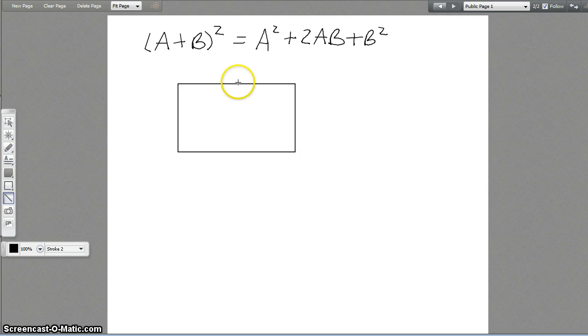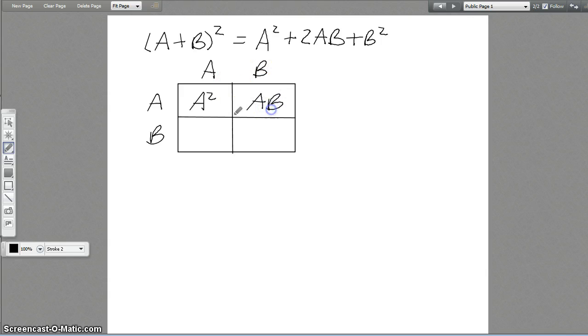Now we can do this in our grid. And let me draw my grid lines. And in our grid, we can see how it works out like this. We have A and we have B. We have A, A, and we have B. A times A is A squared. A times B is AB. B times A is AB.